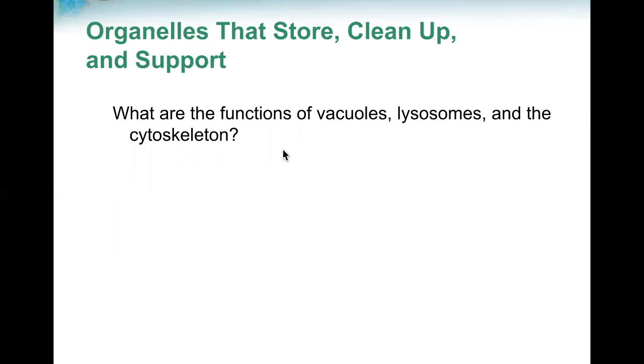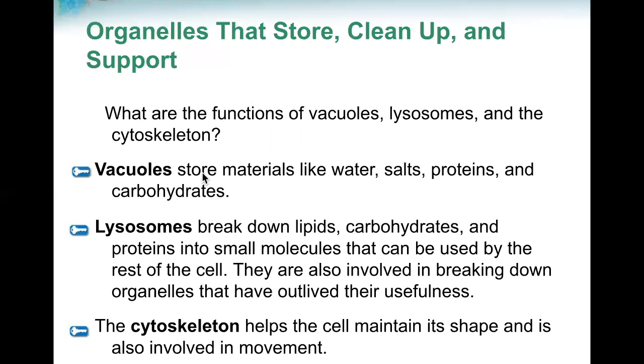What are the functions of vacuoles, lysosomes, and cytoskeleton? Vacuoles store material like water, salts, proteins, and carbohydrates. Lysosomes break down lipids, carbohydrates, and proteins into small molecules that can be used in the rest of the cell. They are also involved in breaking down organelles that have outlived their usefulness. The cytoskeleton helps the cell maintain its shape and is also involved in movement.